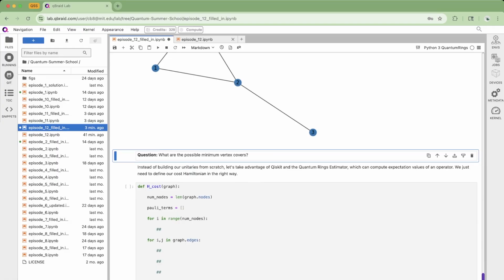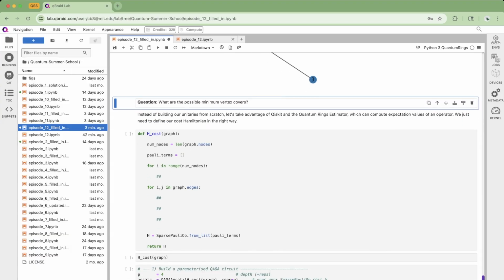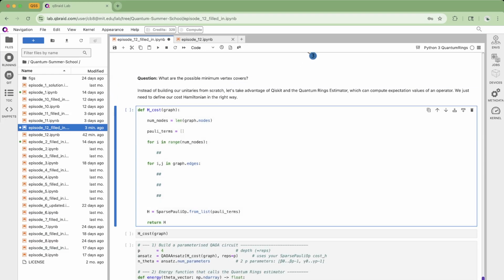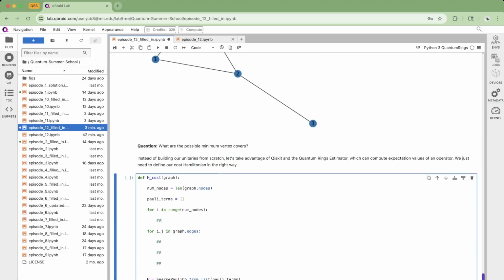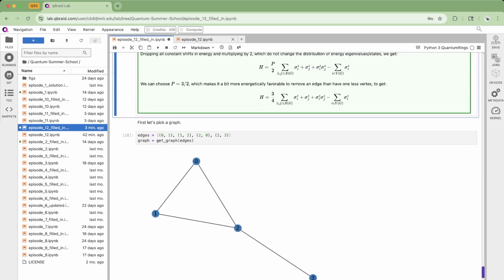So in the last part, we built everything from scratch, but this time we're just going to take advantage of Qiskit's QAOA ansatz and the Quantum Rings estimator, which can compute the expectation values of an operator. So all we have to do is define our cost Hamiltonian in the right way. So we do this by making a SparsePauliOp, and we just have to collect up all the Pauli terms that we need. So the first for loop here, we're going to get that last term in that equation.